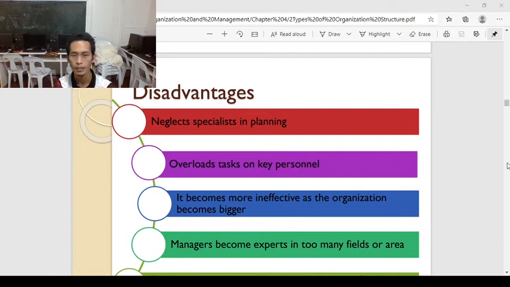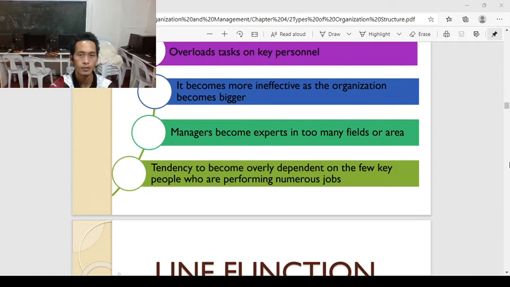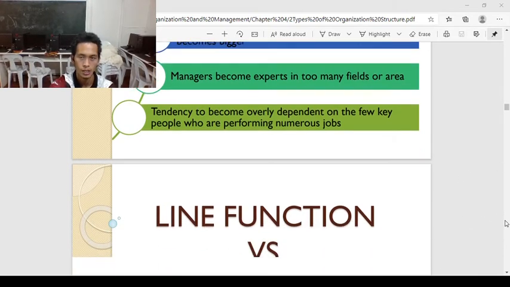It becomes more ineffective as the organization becomes bigger. So as the organization becomes bigger, dili na effective si line structure. So there should be a combination between line and functional organization. That is matrix. Managers become experts in many fields or areas, and there is a tendency to become overly dependent on a few key people who are performing numerous jobs.